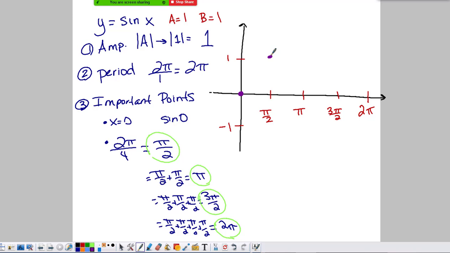What do you think is going to happen at pi? We're going to go through, right? And then what are we going to do from there? We're going to keep going down until we get to negative 1. And then we're going to come back up.